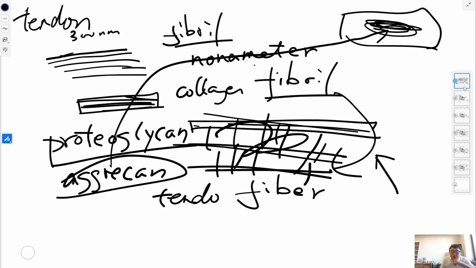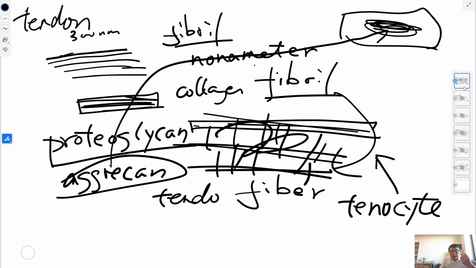Something else happens: now you have cells coming in, tenocytes. Tenocytes are specialized fibroblasts. They exist in the tendon to produce collagen. They produce collagen, and tenocytes not only produce collagen, they also produce an enzyme to digest collagen, which means they not only produce new collagen, but also clear up the damaged and old collagen. So tenocytes are very important to sustain the homeostasis of the tendon.